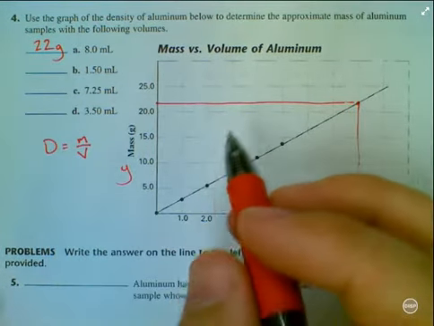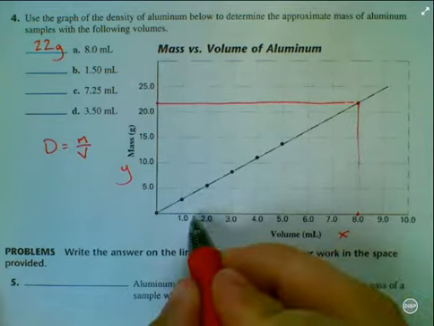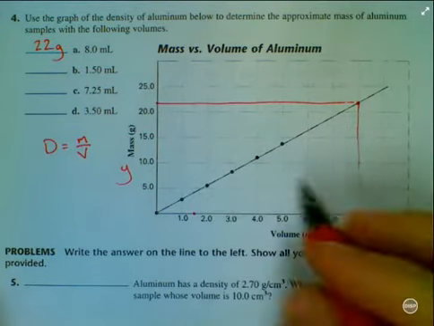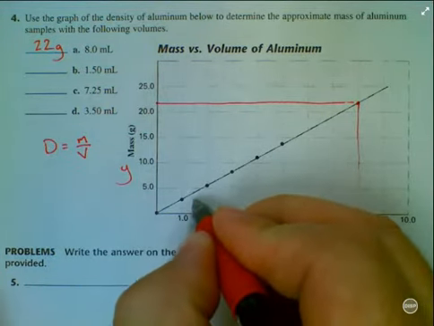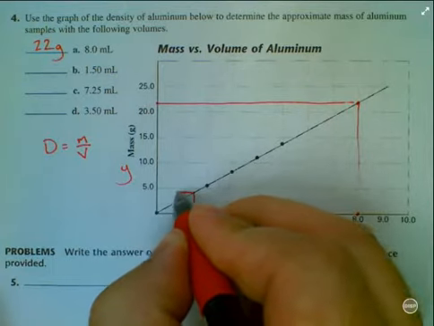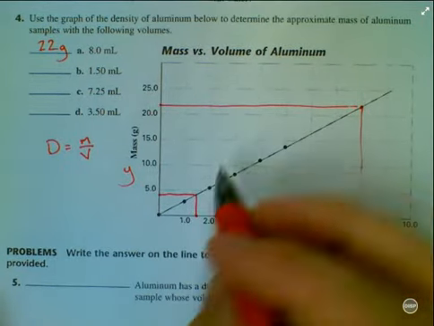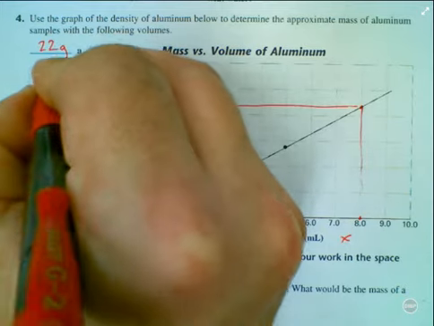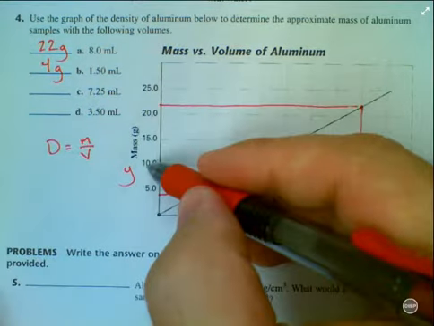B, 1.5 milliliters, so that's going to be right in between 1 and 2. Trace that up. Now over. Yeah, I'm going to go ahead and estimate that is 4. And again, the y-axis is measuring grams.